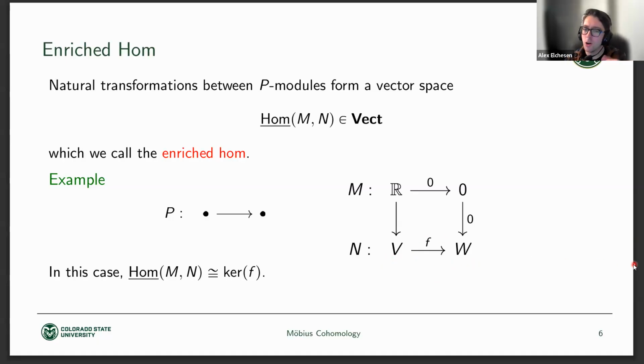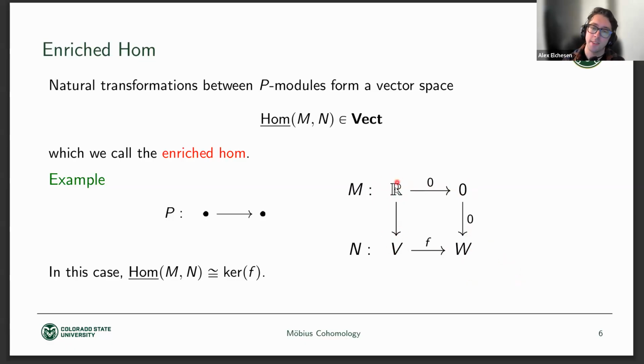And so we want to look at what are all the possible transformations between M and N. And that's essentially saying, okay, what are all of the possible vertical maps so that this square commutes? And because this is the 0 vector space, the map on the right has to be 0. So really we're just saying, what maps can you put here on the left so that this all commutes? And because this top right path is 0, then this bottom left composition also has to be 0.